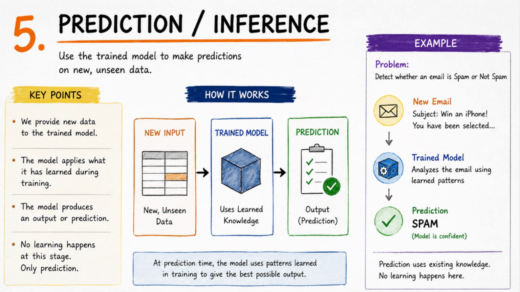At this stage, we provide the model with new unseen data. The trained model applies the patterns and relationships it learned during training to make a prediction. Notice that no learning happens during this stage. The model does not update itself or learn anything new. It simply uses its existing knowledge to produce the best possible output. For example, suppose a new email arrives. The trained model analyzes the email using the patterns it learned during training and predicts whether the email is spam or not spam.